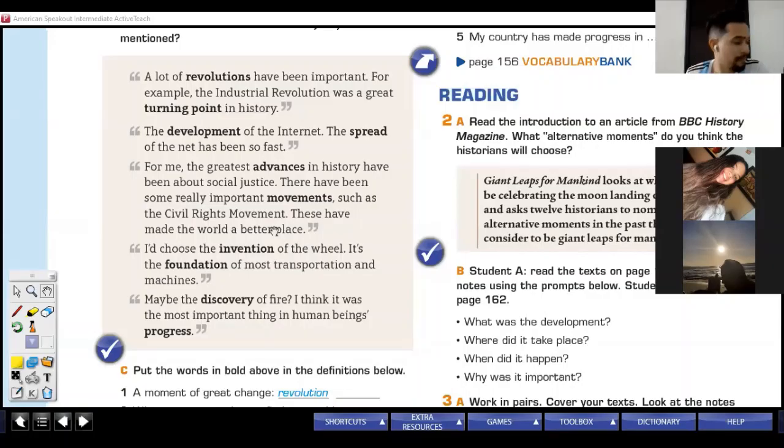Go ahead. Quotation number 3. I want to read. Go ahead, miss. For me, the greatest advance, and there have been some really important movements, such as the civil rights movement. These have made the world a better place.